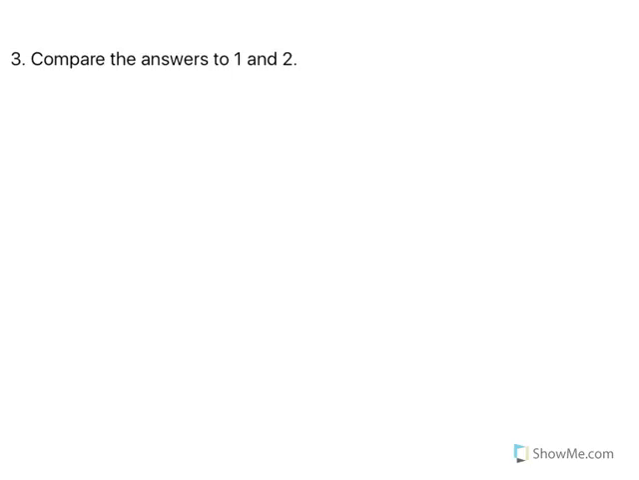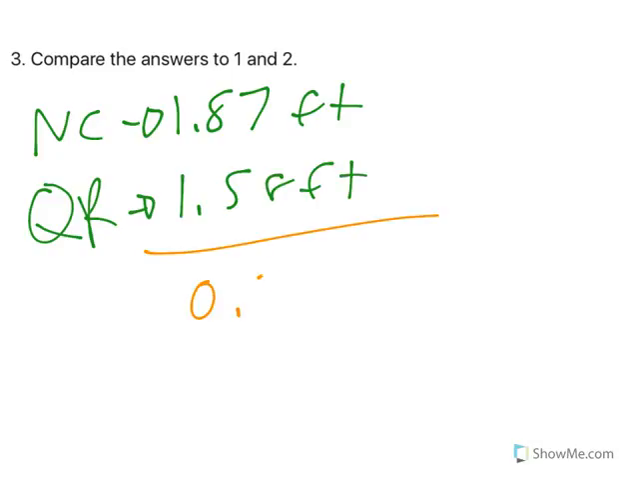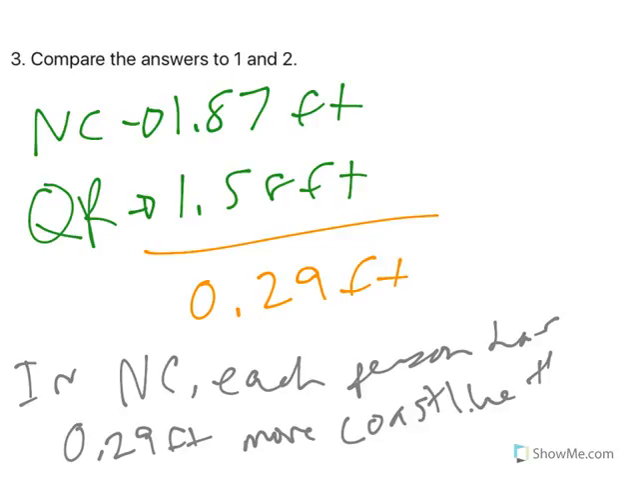And how do those compare? So in North Carolina, we had 1.87 feet per person, and in Oregon, we had 1.58 feet per person. Well, you can see there's a difference, and there's a difference of 0.29 feet. So in North Carolina, each person has 0.29 feet more coastline than people in Oregon. So if your goal is to have more than 1.58 feet of coastline, you should maybe go to North Carolina. But 1.87 is still not very much.